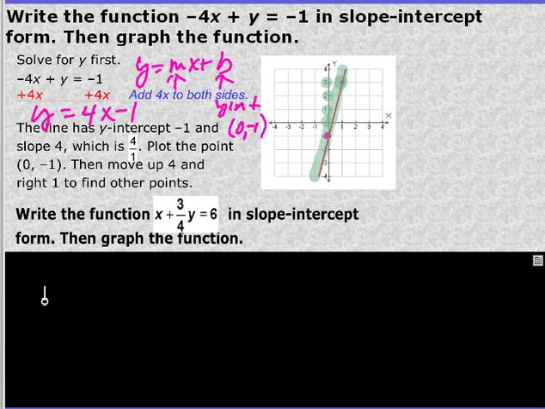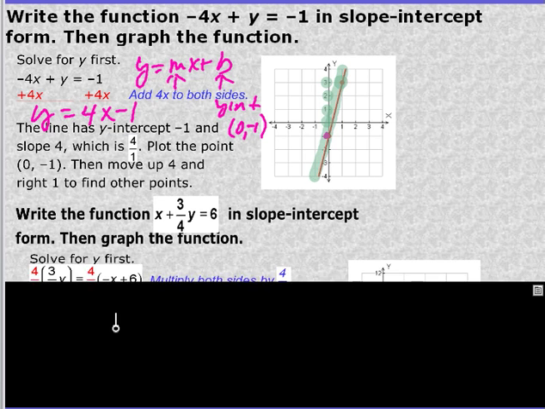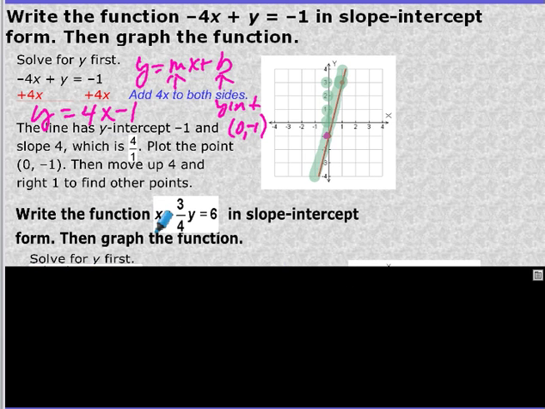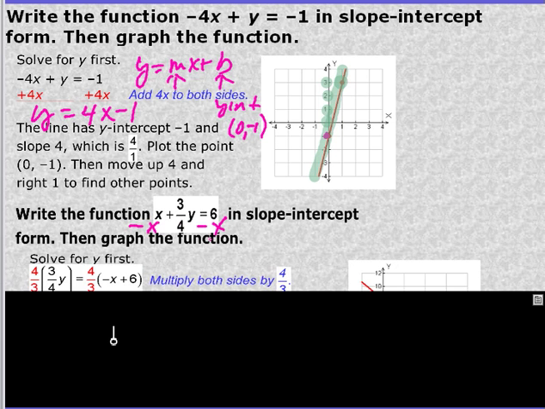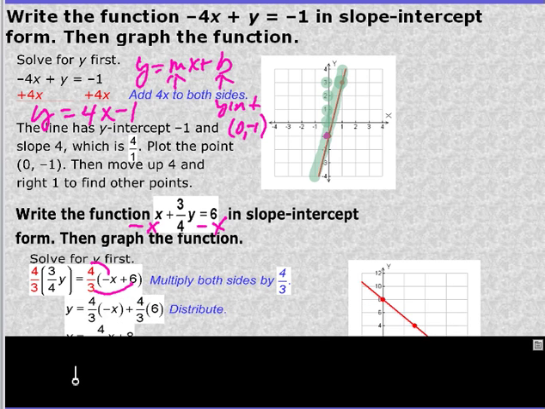Here's another one. First thing we're going to do is subtract x from both sides. And that's where we get to negative x plus 6. Now to get rid of the 3/4, we multiply both sides by the reciprocal. Remember, when you do that, we're multiplying this whole expression. So that means I'm going to multiply this by 4/3 and this by 4/3. And that's going to give me a negative 4/3 x.